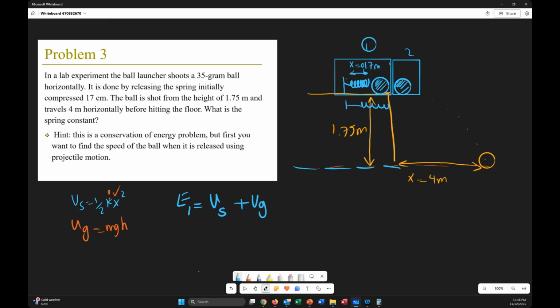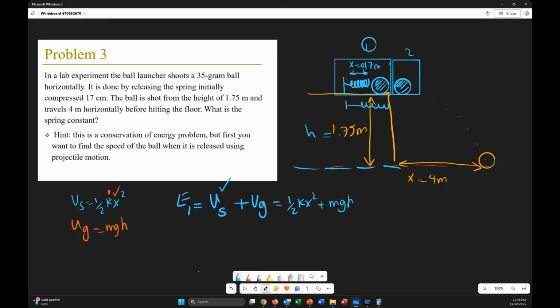That's why, at situation number one, not only do we have elastic potential energy saved in the ball, plus the ball is above the ground. So I just write it down: 1/2 kx squared plus mgh. What is the h? h is here.